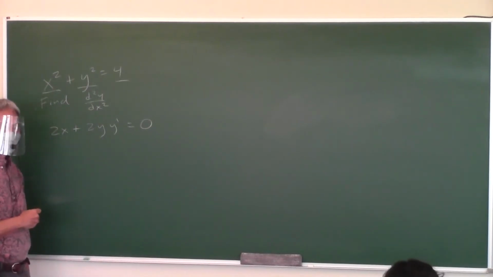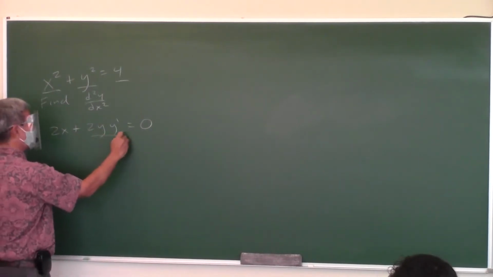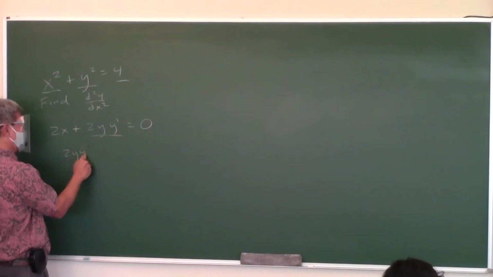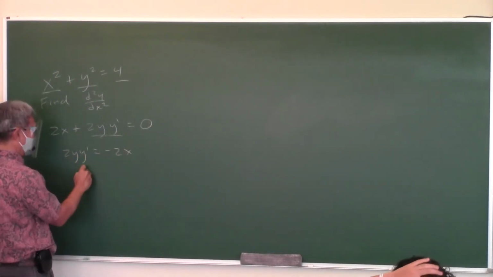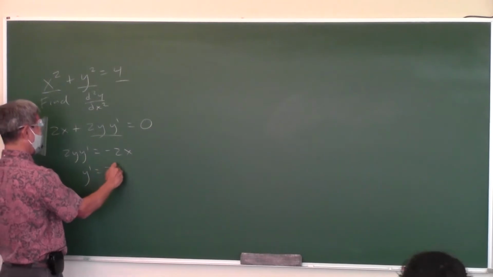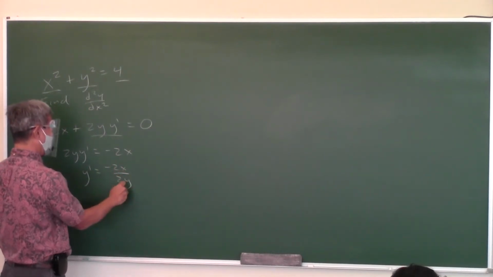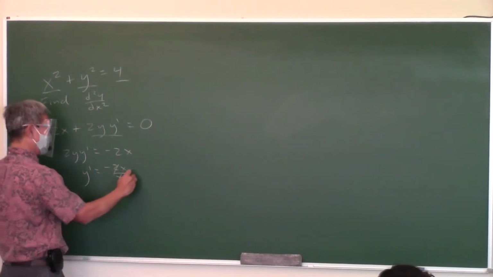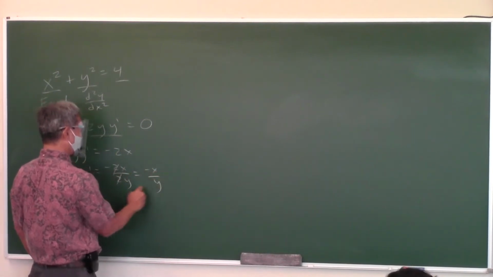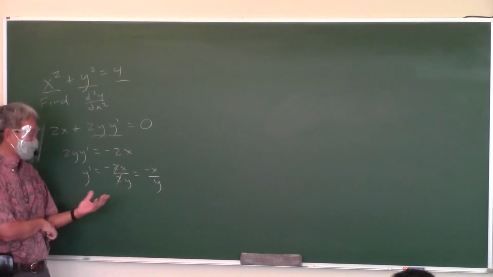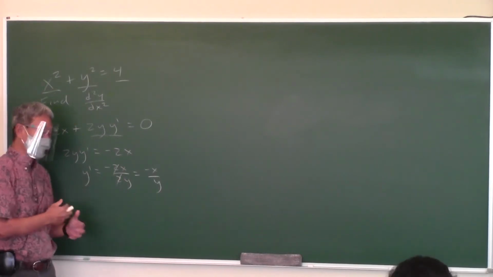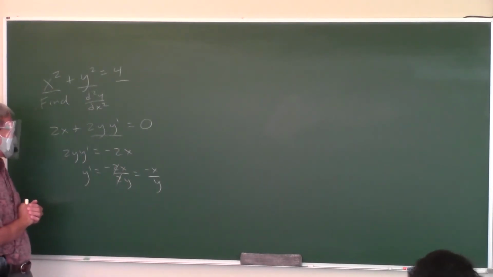So how do you solve for y prime? Well, there's only one term with y prime in it. So leave it on the left and put everything else on the right, and then divide. y prime equals negative 2x over 2y. The 2's cancel out, so you get negative x over y. Now that's the first derivative. This will tell you the slope of the tangent line. Now we need to compute the second derivative.